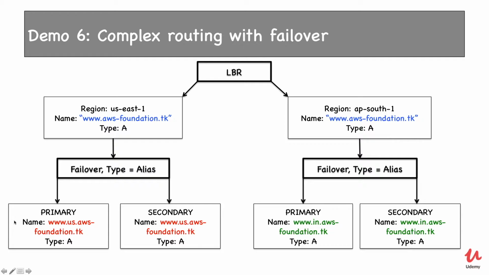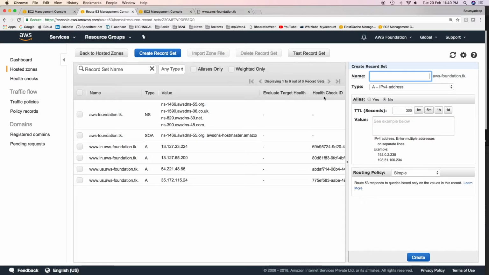I have created failover routing policy, basically two failover routing policies for two subdomains, www.us.aws-foundation.tk and www.in.aws-foundation.tk. Now I'll have to create the latency based routing policy with a domain name www.aws-foundation.tk. This is our original domain. Click on create record set. This time I'll not use any subdomain name, I'll use this domain instead.